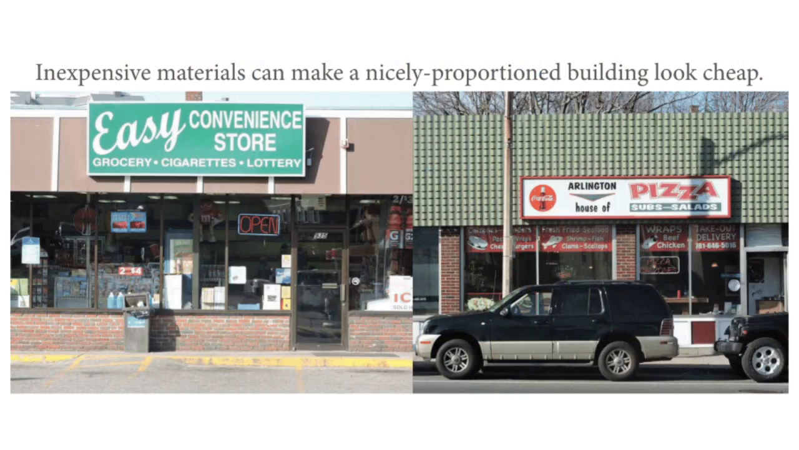Conversely, inexpensive materials can make a nicely proportioned building look really cheap. And there's a bunch of that, surprisingly enough. And that leads directly to signage. You can't look at these buildings without thinking they could do that better, or they should be doing that better. Even a one-story building can do signage that's quite nice. It's done tastefully. It can be regulated, it should be regulated.